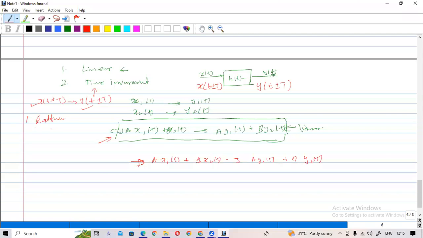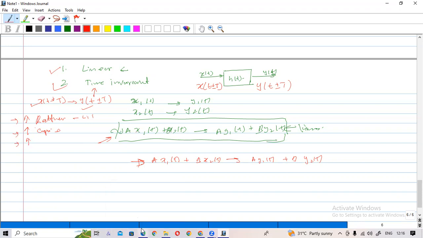There are many linear systems, linear and time invariant. The rectifier is also an LTI system, and the amplifier is also an LTI system. If you consider a capacitor, that is also an LTI system. I think we have discussed this example in our tutorial lessons. So that is the linear time invariant condition.